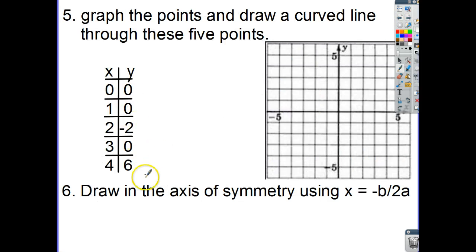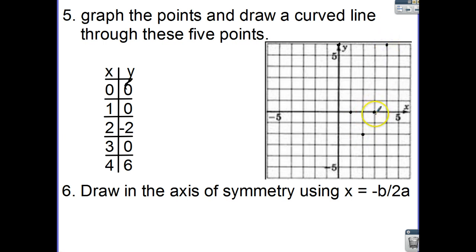Okay. All right, next we're going to graph this. So we've got the chart right here, and I can see I've got a number that's wrong here. That should be 6. Let me just go ahead and change it to 6. And so we'll graph these points. So we have the point 0, 6, which is going to be right here. And we have 1, 0. We have 2, negative 2. We have 3, 0. And we have 4, 6.